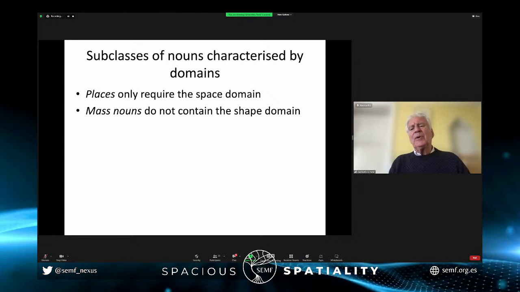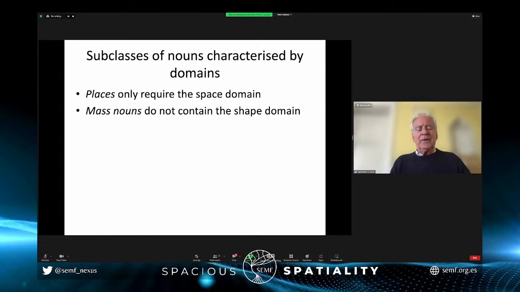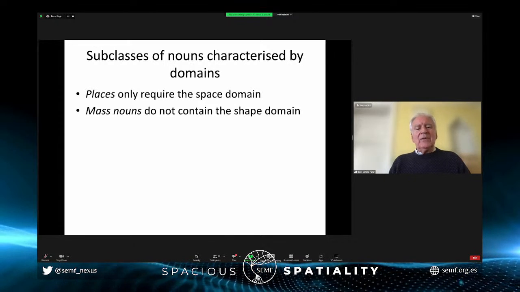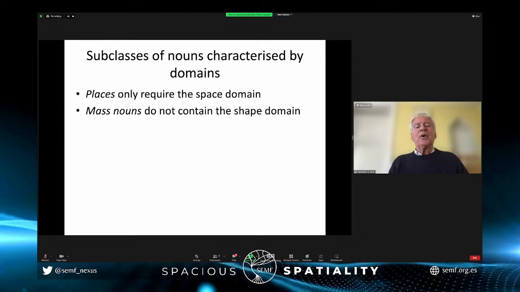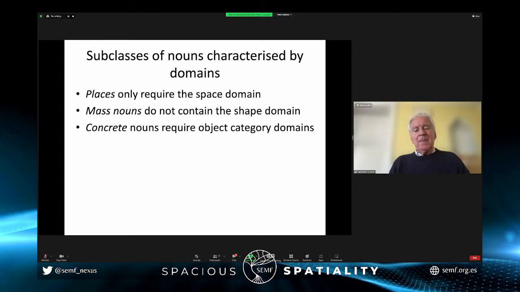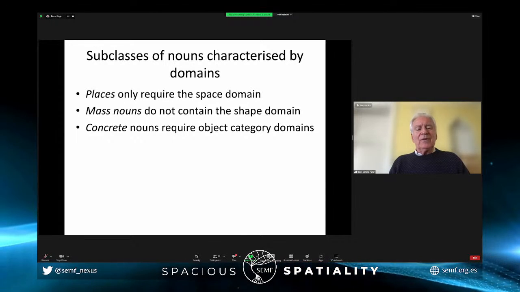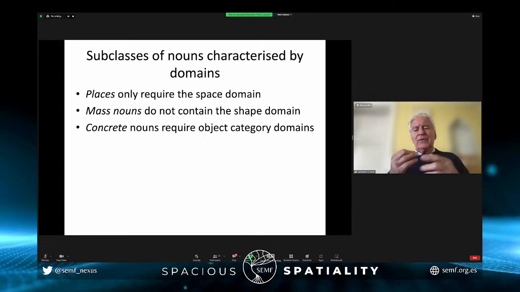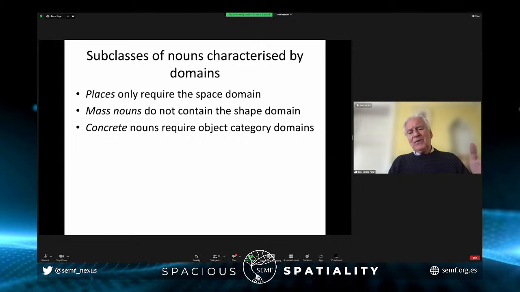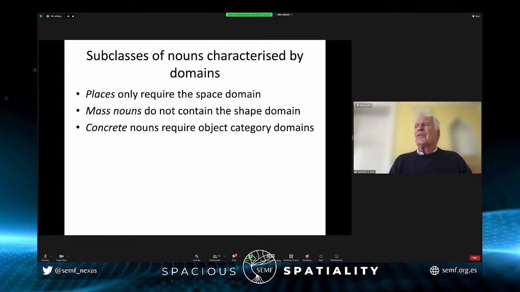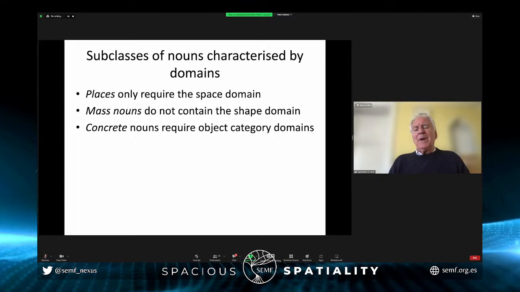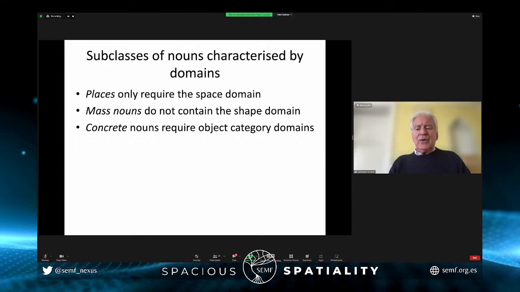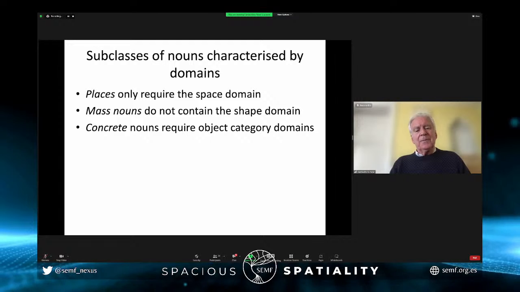For masses, the material domain is typically the most prominent, like water, gold, air, and so on. I've talked about concrete nouns and object categories. These are typically size, shape, color, weight, and so on. Which is more important can vary. Linda Smith has shown that when you're a child, the shape domain has a higher prominence. There is a shape bias among children when they learn new categories.